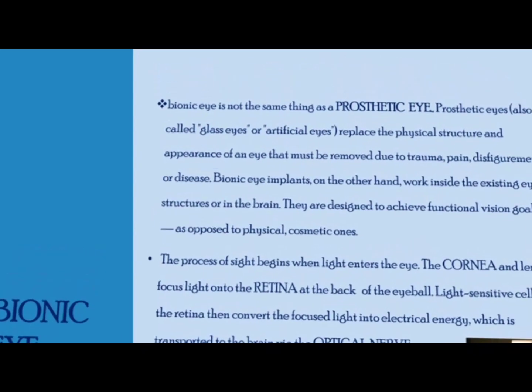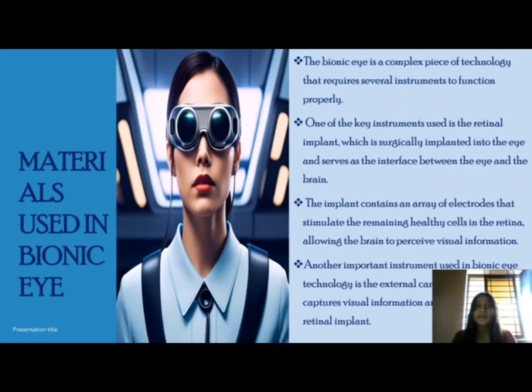Moving on to materials used in the bionic eye. The bionic eye is a complex piece of technology that requires several components to function properly. One of the key components is the retinal implant, which is surgically implanted into the eye and serves as the interface between the eye and the brain. The implant contains an array of electrodes that stimulates the remaining healthy cells in the retina, allowing the brain to perceive visual information. Another important component is the external camera, which captures the visual information and sends it to the retinal implant.